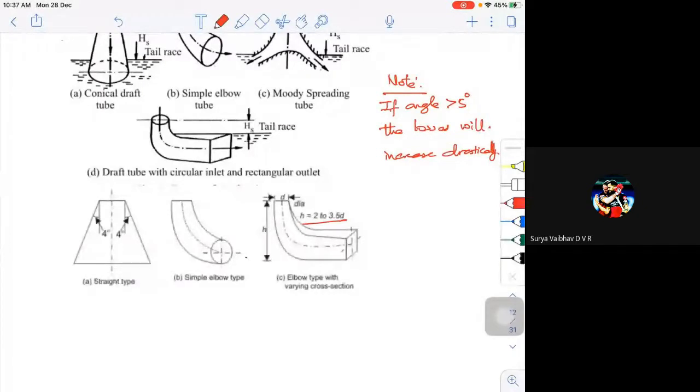The height of that particular draft tube in the elbow draft tube should never cross more than 3.5. The minimum should be 2 times your diameter, where D is the diameter at the inlet of the draft tube. If D is the diameter of the inlet, it can be 2 times the diameter to the max of 3.5 times the diameter. You can't go more than that. So that is the limitation we have from the design perspective. So that's about your draft tube construction.